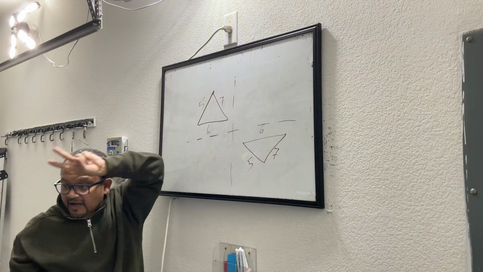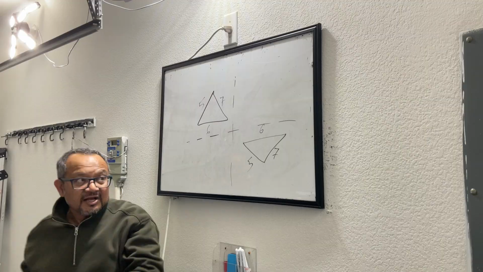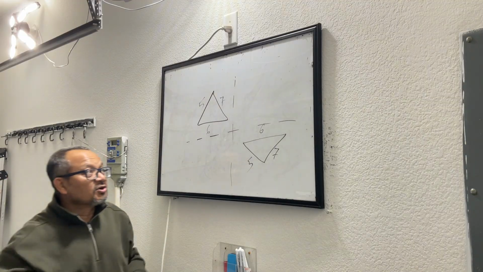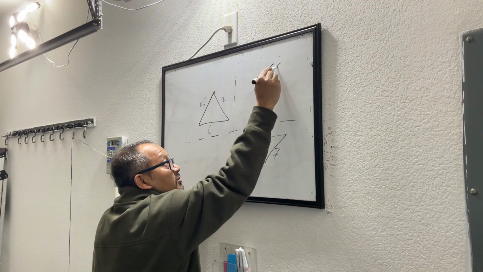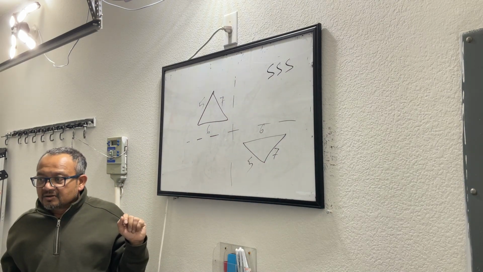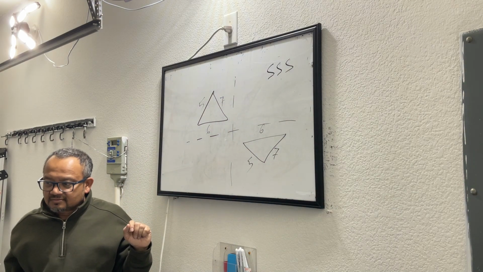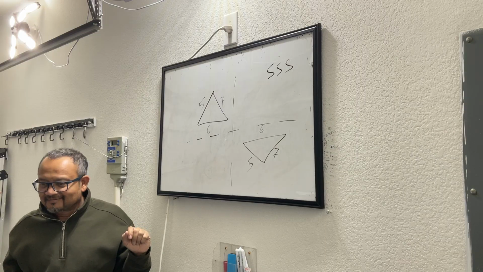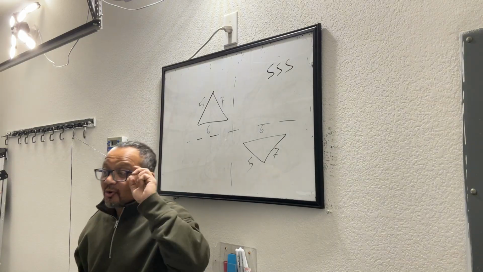And if there are two triangles with matching sides, they are congruent. There is a theorem of congruence that you all would be knowing about. SSS, side, side, side.